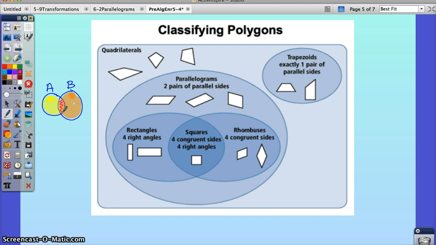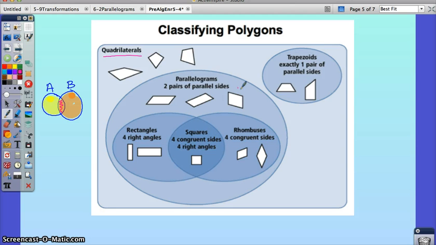Take a look. All of these circles lie inside of quadrilaterals. So all trapezoids, parallelograms, rectangles, squares, and rhombuses are quadrilaterals. Trapezoids are separate, okay? So they're just quadrilaterals. No trapezoids are also parallelograms, rhombuses, squares, or rectangles. Trapezoids are completely separate because they only have one set of parallel sides.